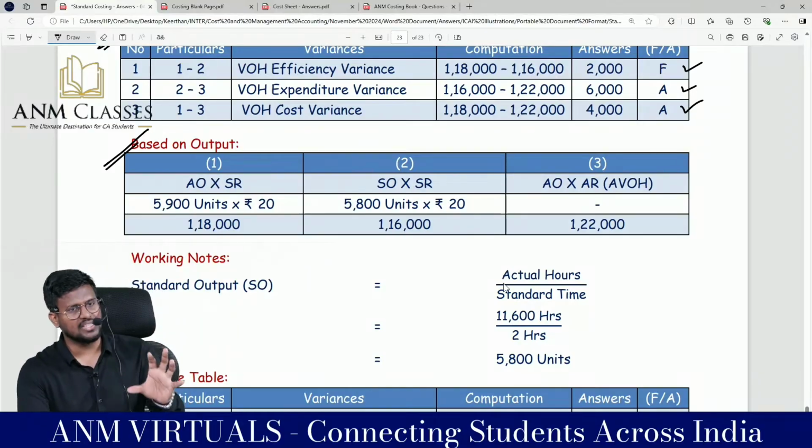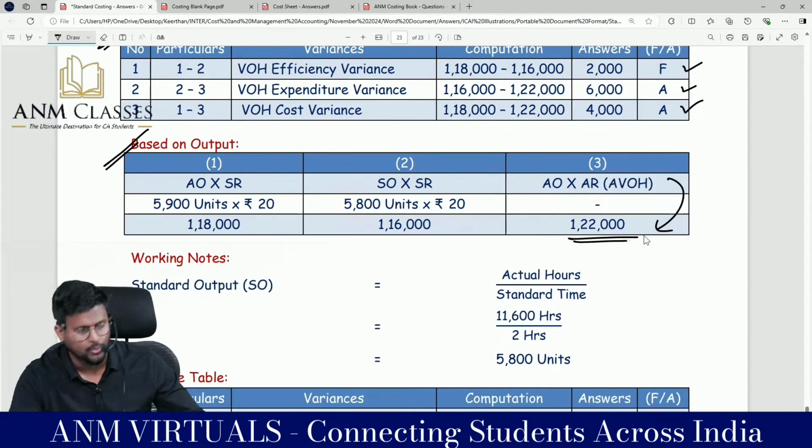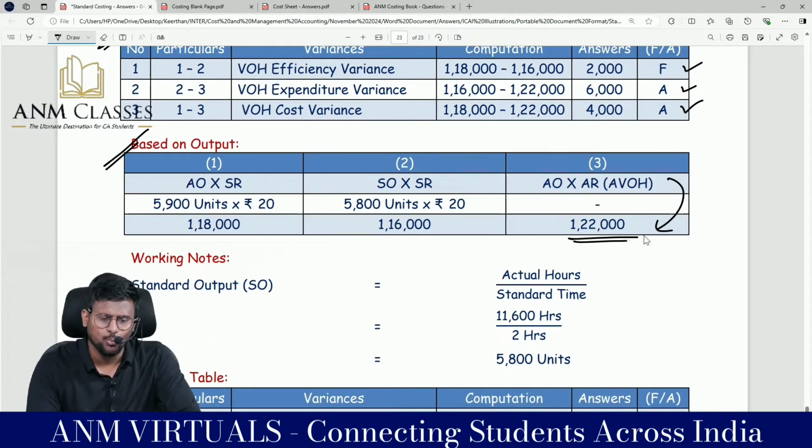Next one based on output. The first column is actual output into standard rate, standard output into standard rate, actual output into actual rate, which is AVOH already given 1,22,000. Right? Yes, what is actual output? 5,900 into what is the standard rate per output?